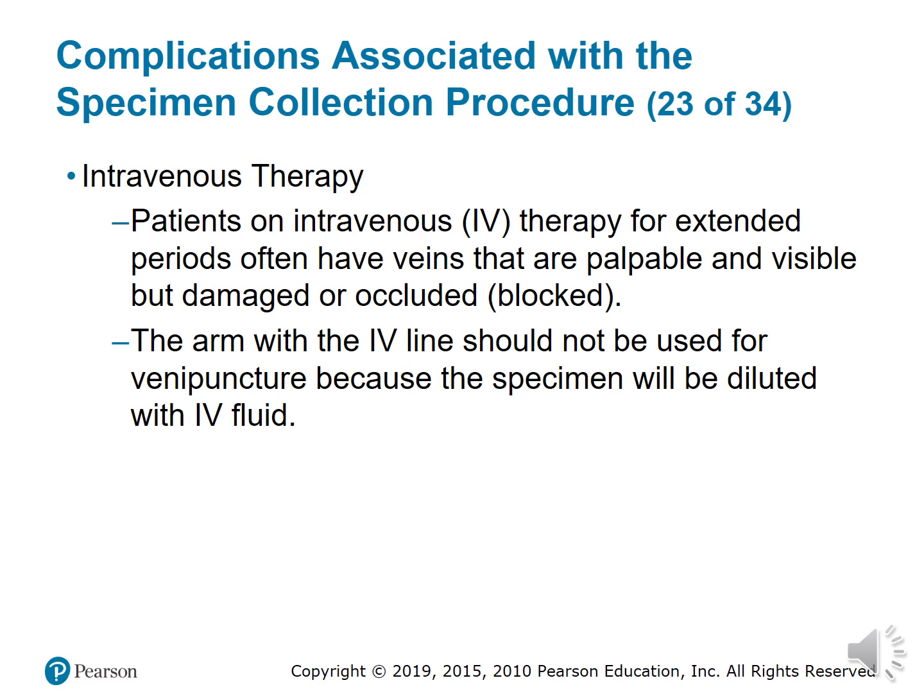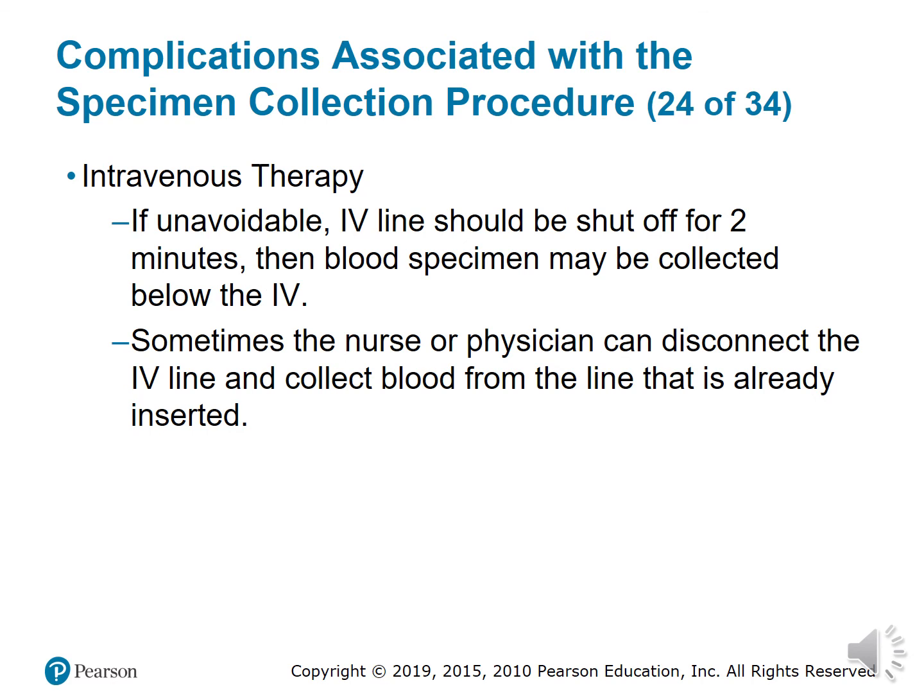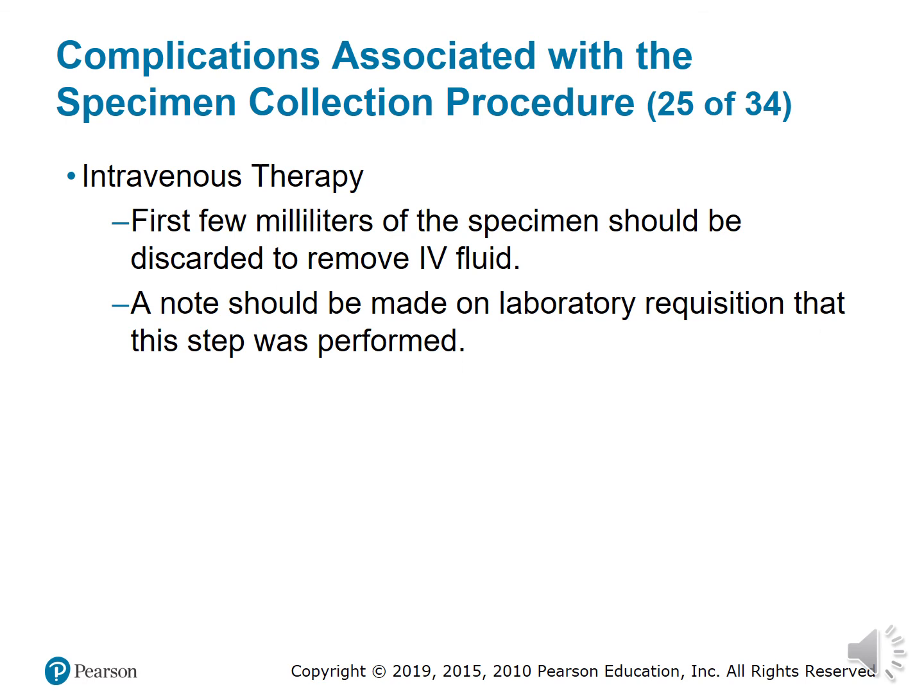Intravenous therapy. Patients on intravenous therapy for extended periods often have veins that are palpable and visible, but damaged or occluded. The arm with the IV should not be used for venipuncture because the specimen will be diluted with IV fluid. If unavoidable, IV lines should be shut off for 2 minutes. Then blood specimens may be collected below the IV. Sometimes the nurse or physician can disconnect the IV line and collect blood from the line that is already inserted. The first few milliliters of the specimen should be discarded to remove the IV fluid. A note should be made on the laboratory requisition that these steps were performed.